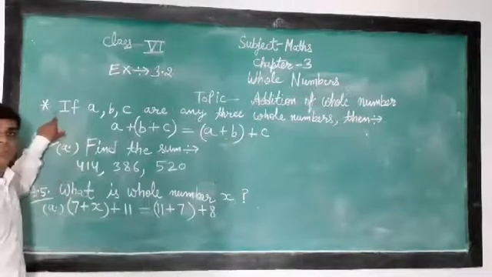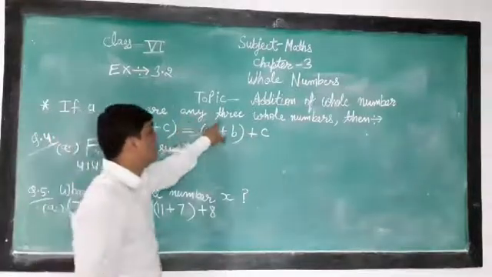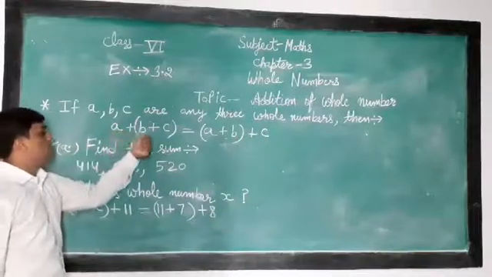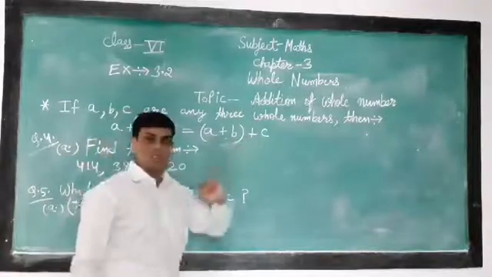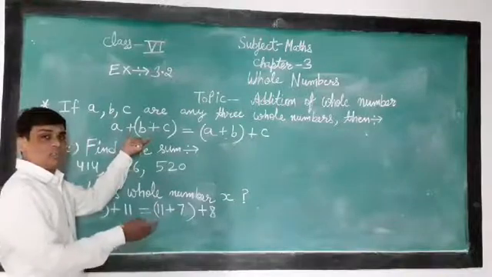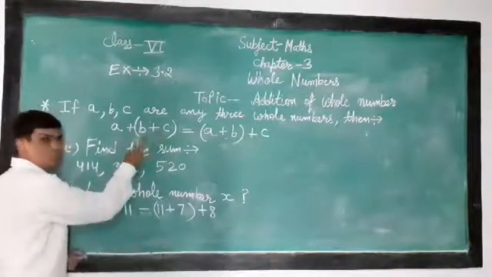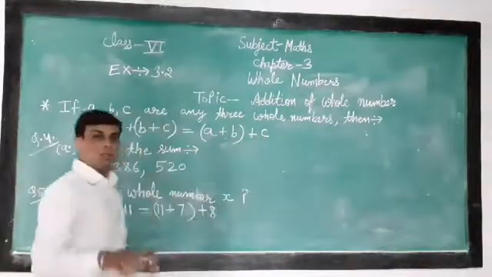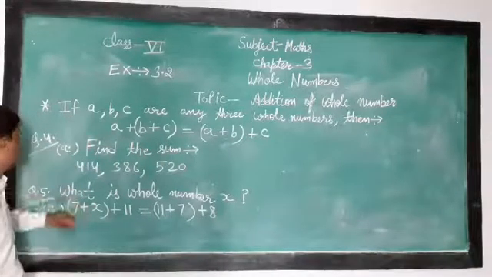First point, if A, B, C are any three whole numbers, then (A plus B) plus C is equal to A plus (B plus C). Now, variables shifting: A plus (B plus C) is equal to (A plus B) plus C. Now by using this property, solve the question.